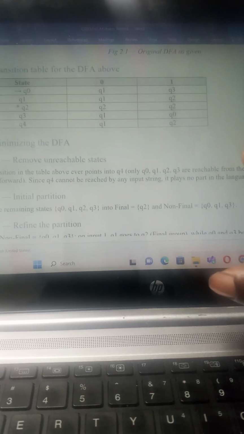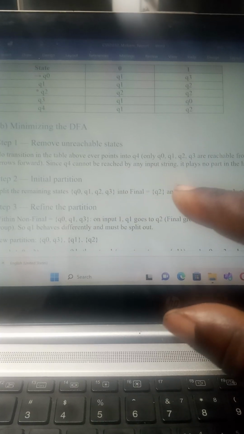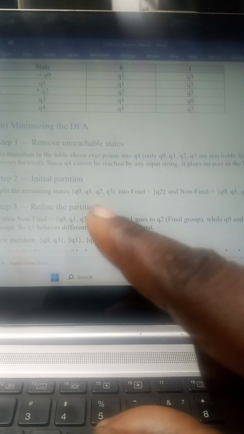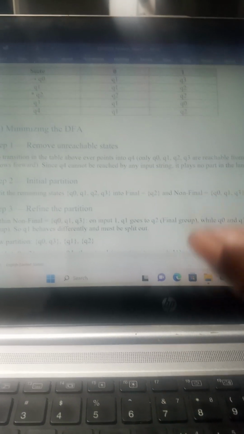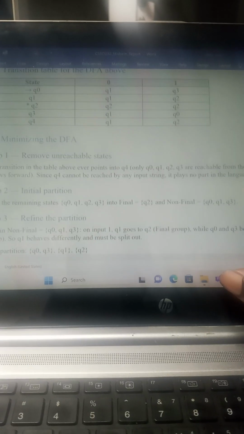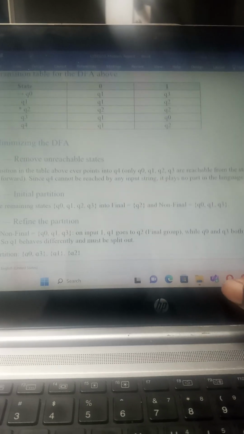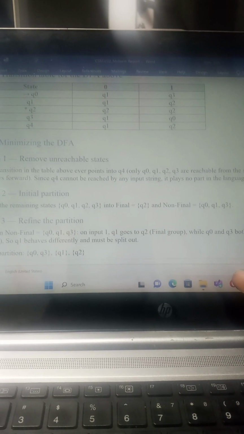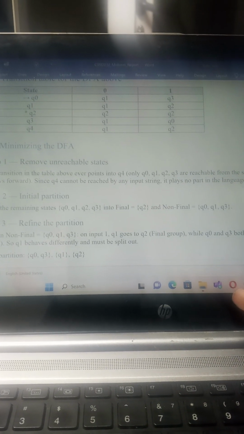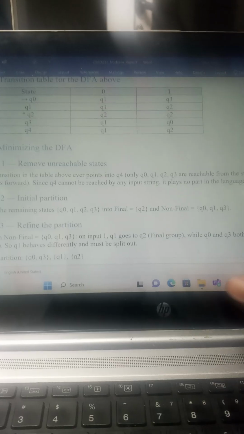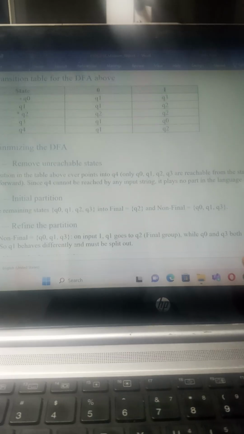So we come to minimizing the DFA. Step 1, you have to remove the unreachable states. No transition in the table above ever points into Q4. Like I said, Q4 will be termed as useless. So only Q0, Q1, Q2, and Q3 are reachable from the start state Q0 by following the arrows forward. Since Q4 cannot be reached by any input string, it plays no part in the language accepted and is removed.